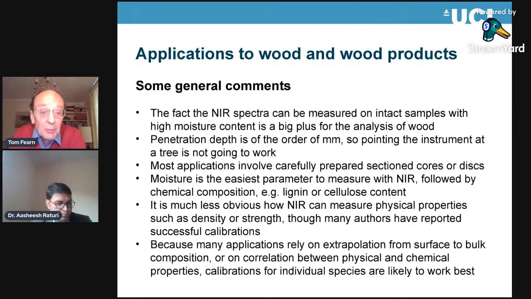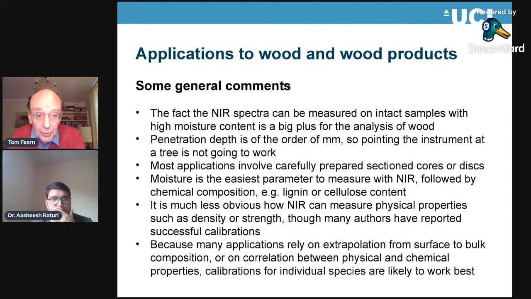The easiest thing to measure is moisture, because the absorbances are very big and very, very strong peaks. But after that, you can measure chemical composition, you can measure lignin, cellulose, hemicellulose relatively easily. It's much less obvious how you can measure physical properties like density or strength. Density a bit, because the overall level of what you get back will depend on the density.